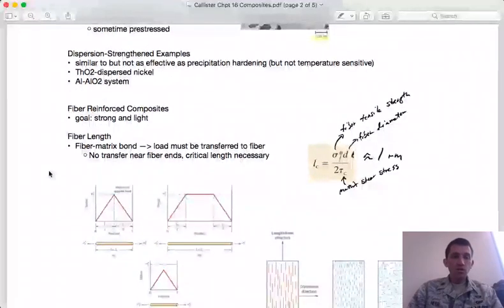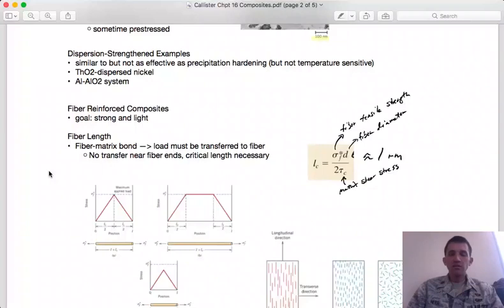Okay, so moving on to dispersion strengthened examples. I don't have as much information here. I already mentioned that the idea here is similar to precipitation hardening, right? And it's kind of in the middle here, because precipitation hardening, if you remember, is the formation of a second phase within a first phase after the fact.